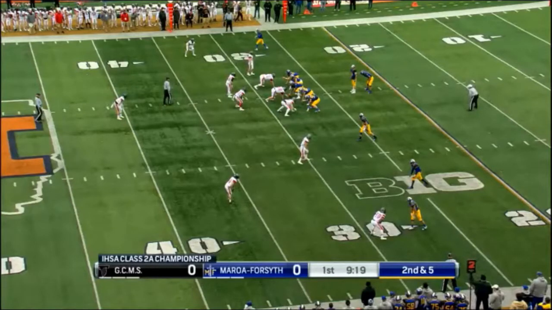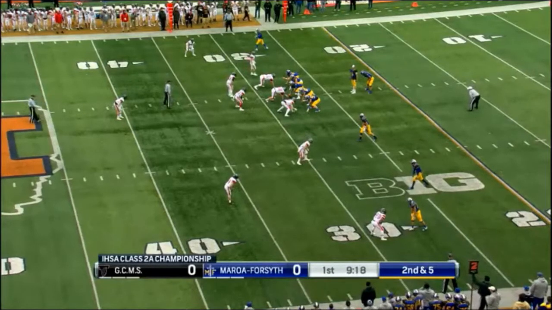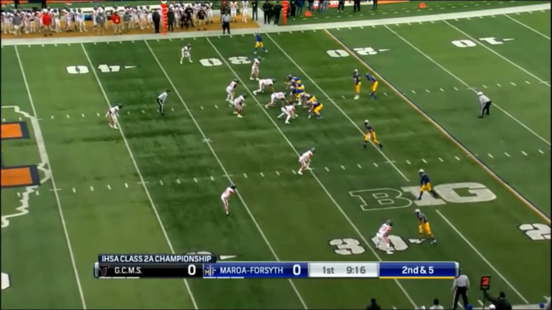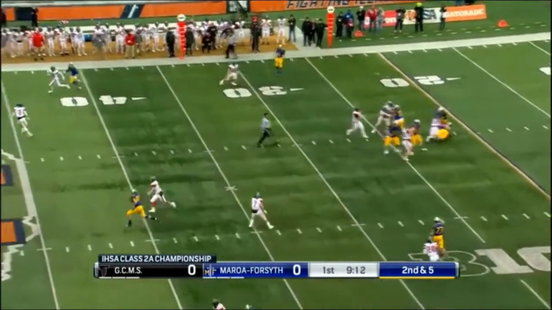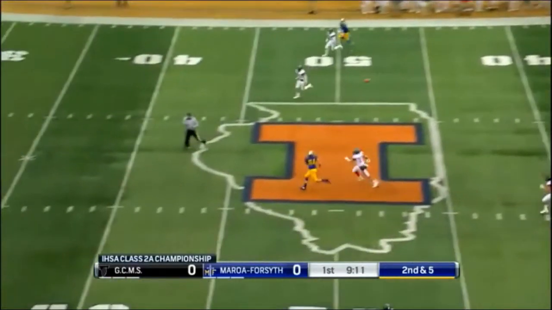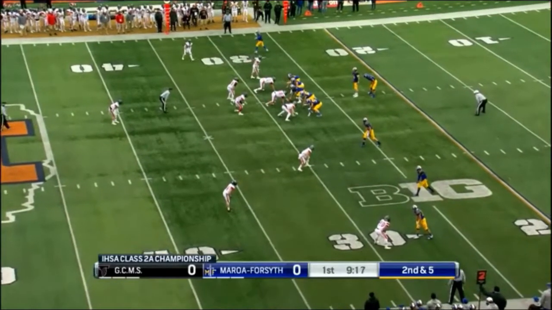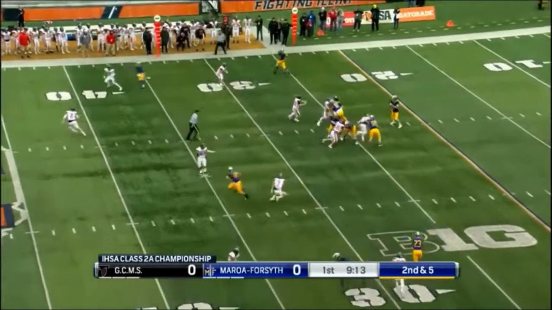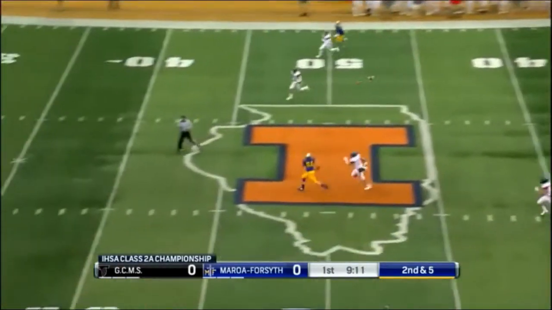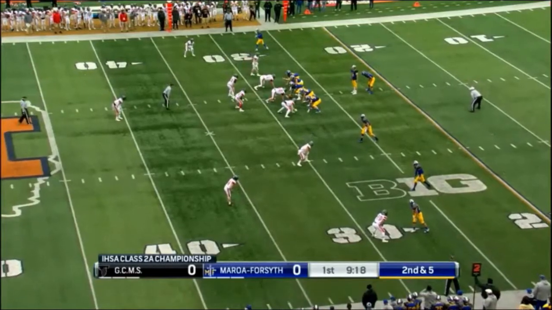This is an example of legal motion prior to the snap. We see the fullback go in motion parallel to the line of scrimmage toward the sideline. Now, some would argue that this is a double shift because the quarterback turned and looked to the fullback prior to him going in motion. Unless the quarterback changes his position with both feet, the quarterback's movement is generally not considered a shift.